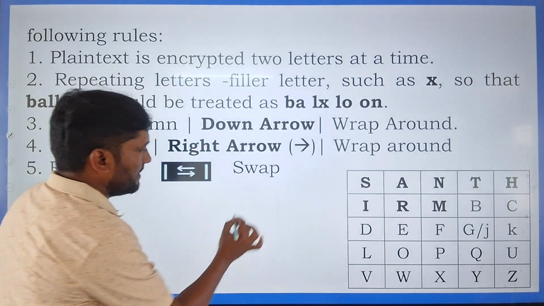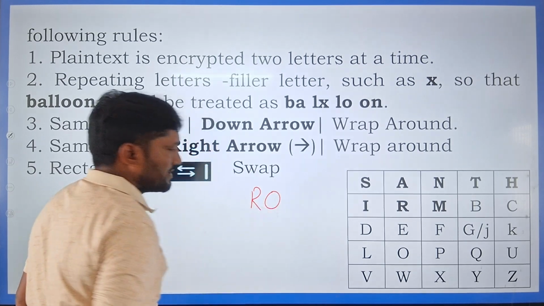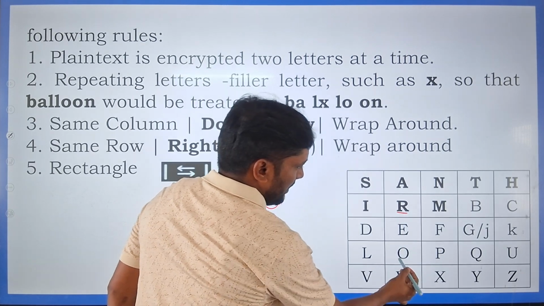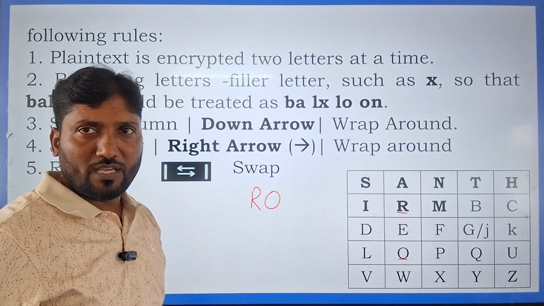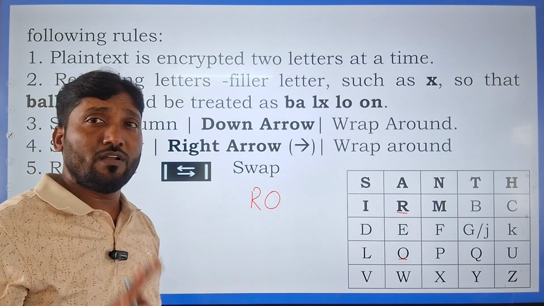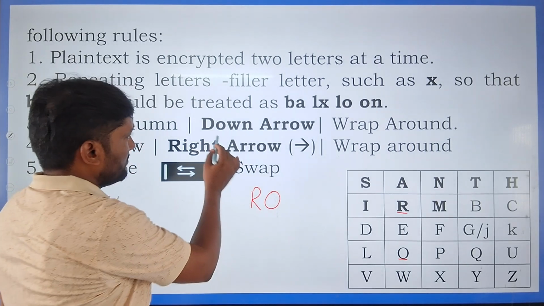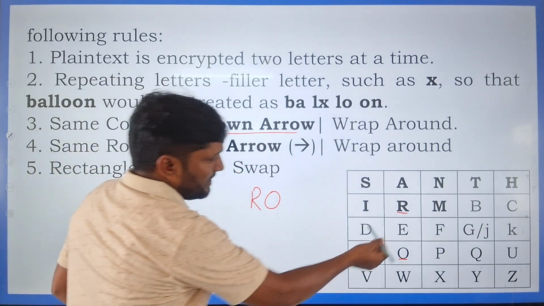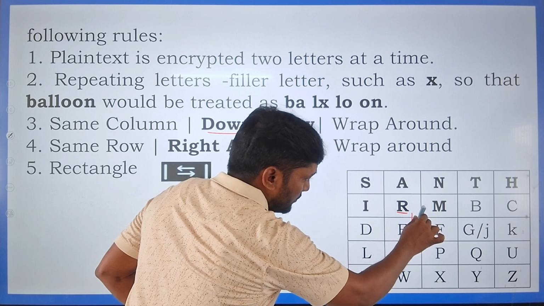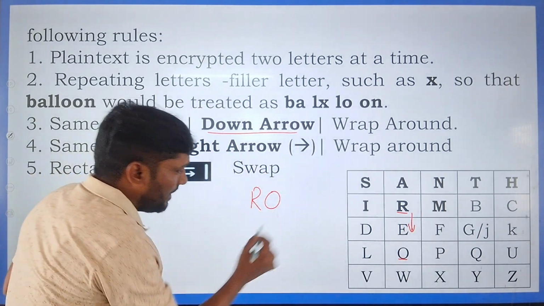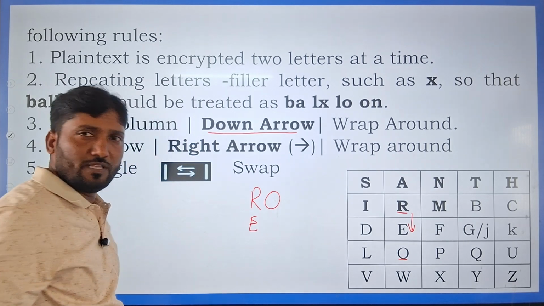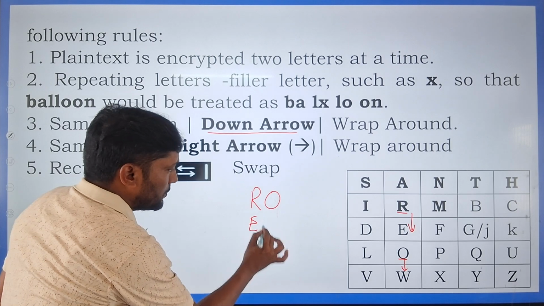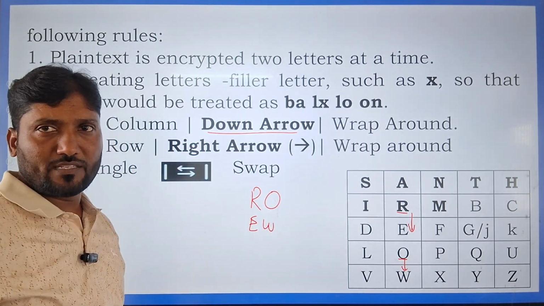A simple example here: RO is the plain text. Where is R? This is the second column, and O is also in the second column. If the two plain text letters are in the same column, then we take the ciphertext by taking the down arrow. What is the down letter to R? E. Okay, E is the ciphertext. What is the down letter for O? That is W. W is the ciphertext for O.